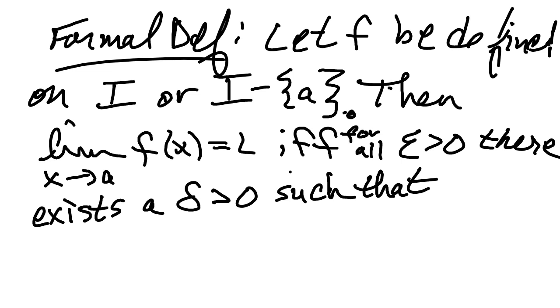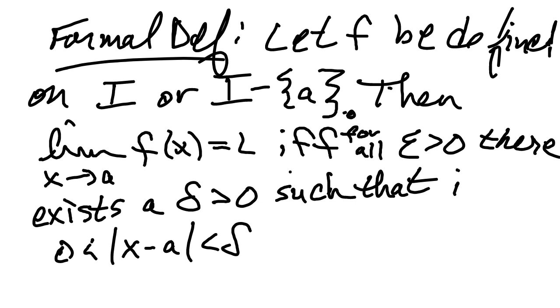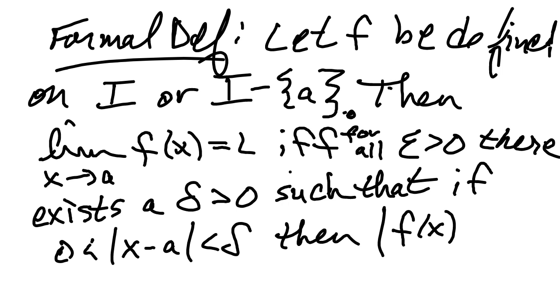what happens? If 0 is less than the absolute value of x minus a is less than delta, then the absolute value of f of x minus L is less than that epsilon. All right, so this is the fun part of the day. This is why you're glad you showed up today on an early Friday morning. That's going to be the limit.